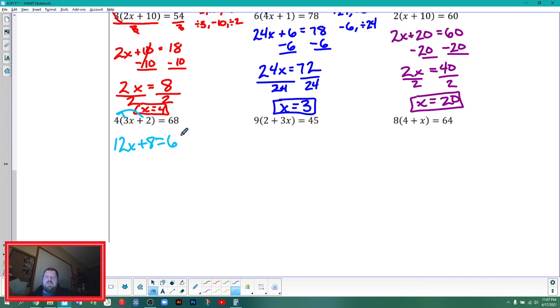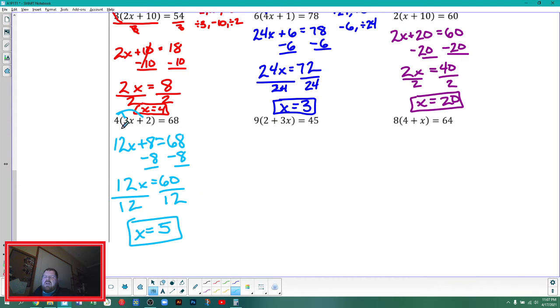And that equals 68. Now again, what's happening to x? It's being multiplied by 12, and then added to 8. So undo those in the reverse order. We'll subtract 8. Get 12x is equal to 60. And then we'll divide by 12. 4x is equal to 5.